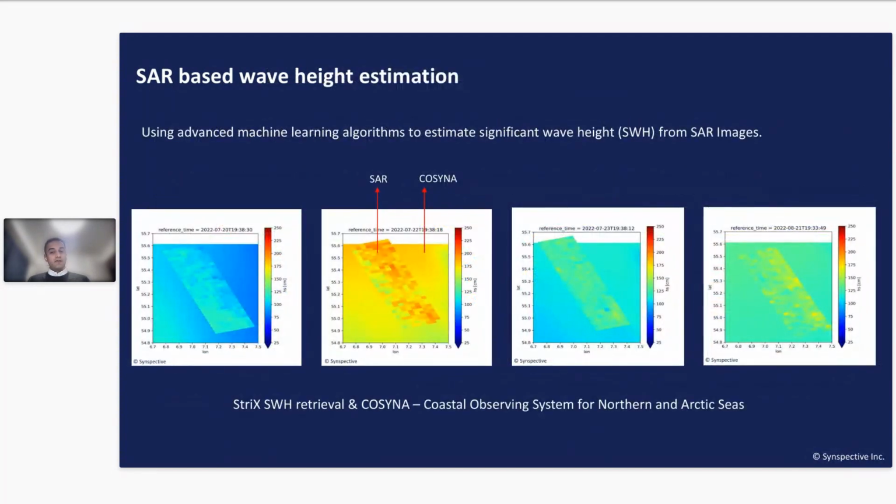And next, I'd like to give a very short introduction of our wave height estimation algorithms. We use some advanced machine learning algorithms to estimate significant wave height from SAR images. These plots show the comparison of wave height estimated using our SAR data and the wave height from COSINA, which is the Coastal Observing System for Northern and Arctic Seas. And from these plots, you can clearly see good correlation between the SAR data and COSINA data. So we also provide wave height data in this manner.